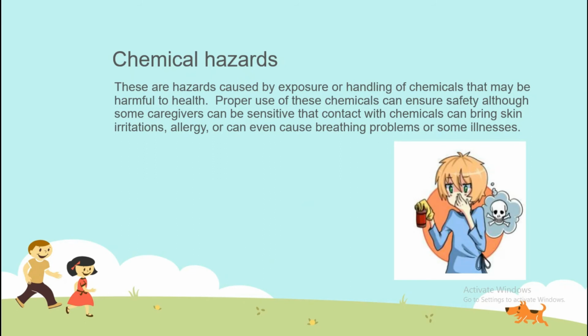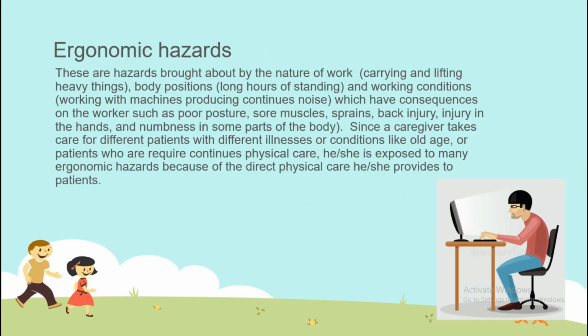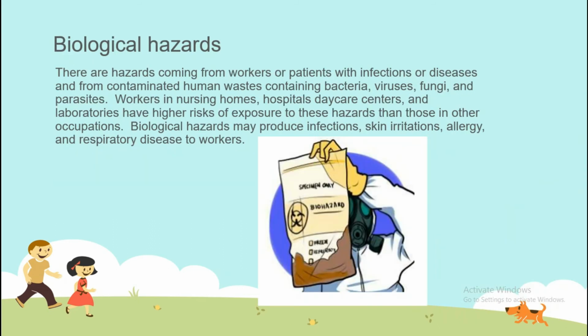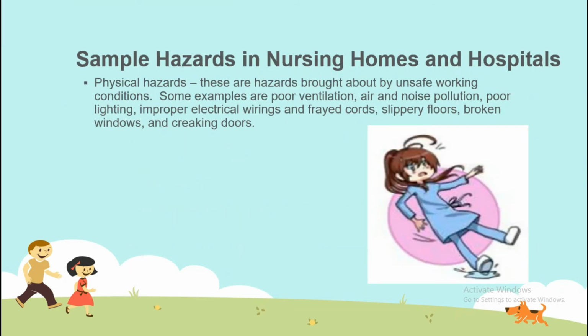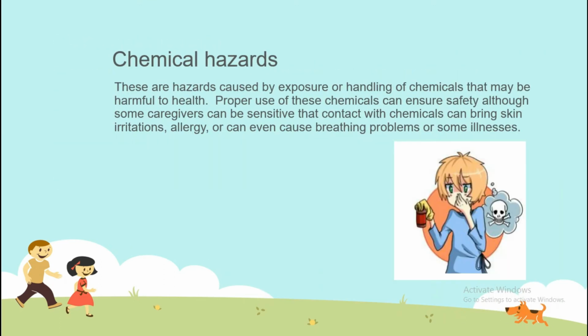Next is the chemicals. It talks about, like, one example is the bug sprayer. Ergonomic hazards, our posture and our daily work. Biological hazard, the disease or the viruses, and the physical hazard, which is our surroundings, the objects that surround us. Okay.